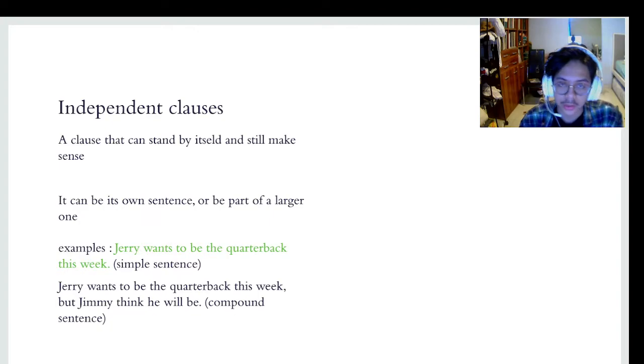First, I am going to explain independent clause. An independent clause is a clause that can stand by itself and still make sense. It can be its own sentence or be a part of a larger one. Here are examples of independent clauses. Jerry wants to be the quarterback this week. It's a simple sentence. Jerry wants to be the quarterback this week, but Jimmy thinks he will be. It's a compound sentence.